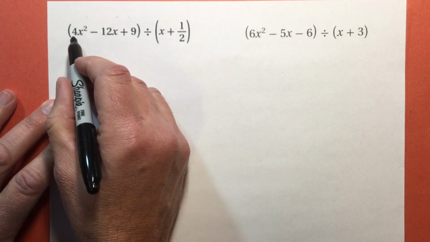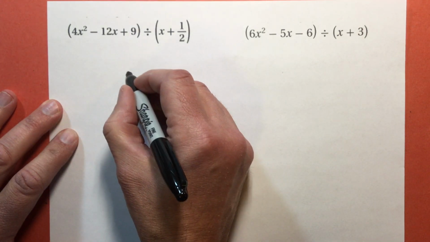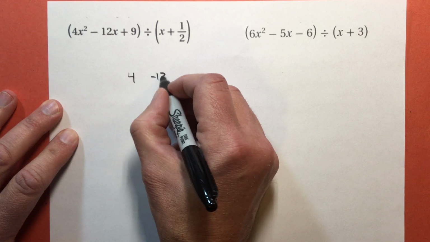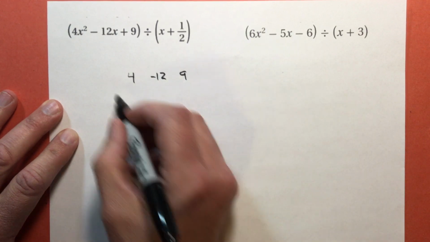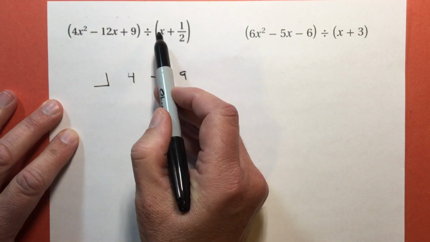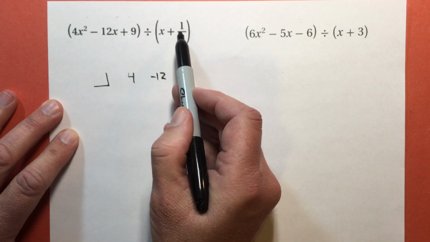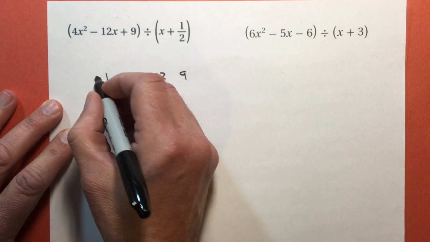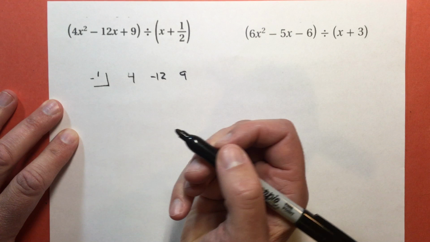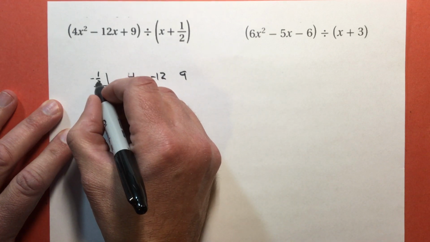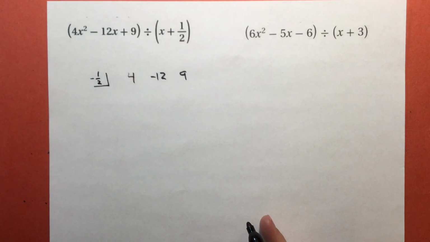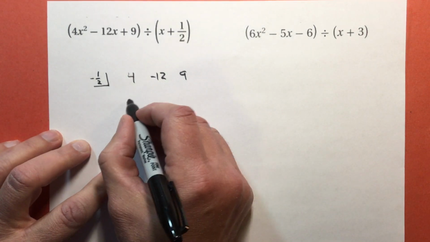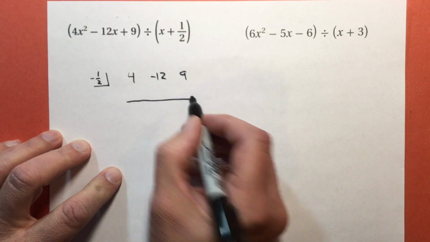So I'm going to write 4, negative 12, 9. This is x subtract negative 12. So I'm putting, I said negative 12, negative 1/2, I'm sorry. When I'm making these videos, I'm thinking about like 3 or 4 things at the same time. Sorry about that. That's no problem, you can do this.